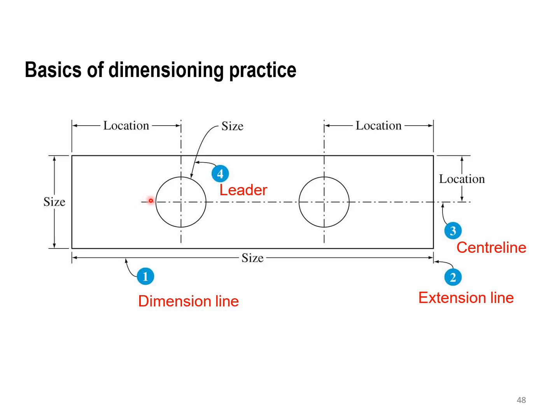This line is used to indicate where the center locations are, so we can tell the location of the right circle from the right side and the left circle from the left side. That's what we call the extension line. This is the center line, and this is the dimension line.